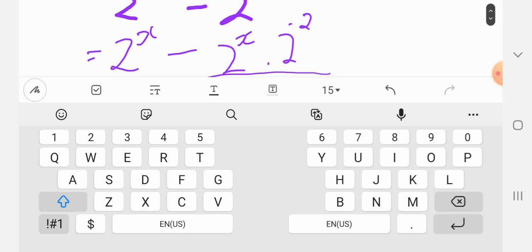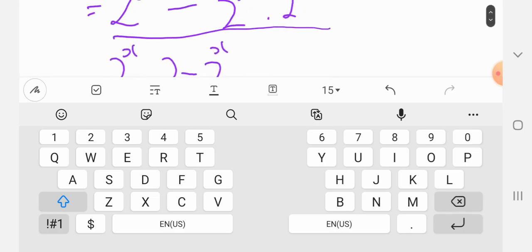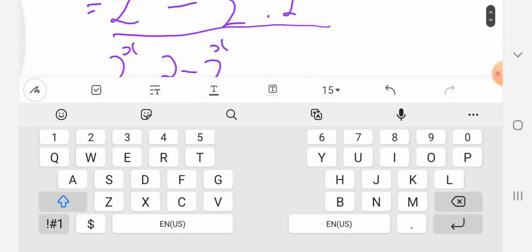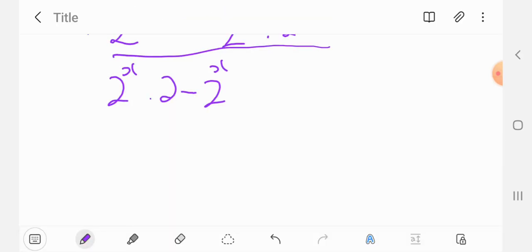so this to the 2 to the power of x, we just have 2 to the power of x times 2 to the power of 1 is 2 to the power of 1 minus 2 to the power of x. Remember, the bases were the same, we add the exponents. Okay, 2 to the power of x minus 2 to the power of 1 equals 2 to the power of x plus 1. Remember that, guys.